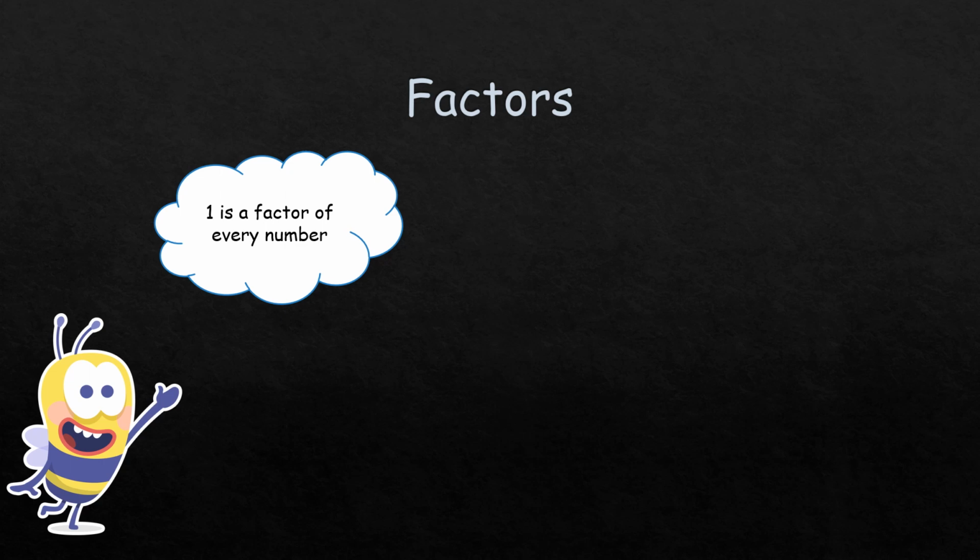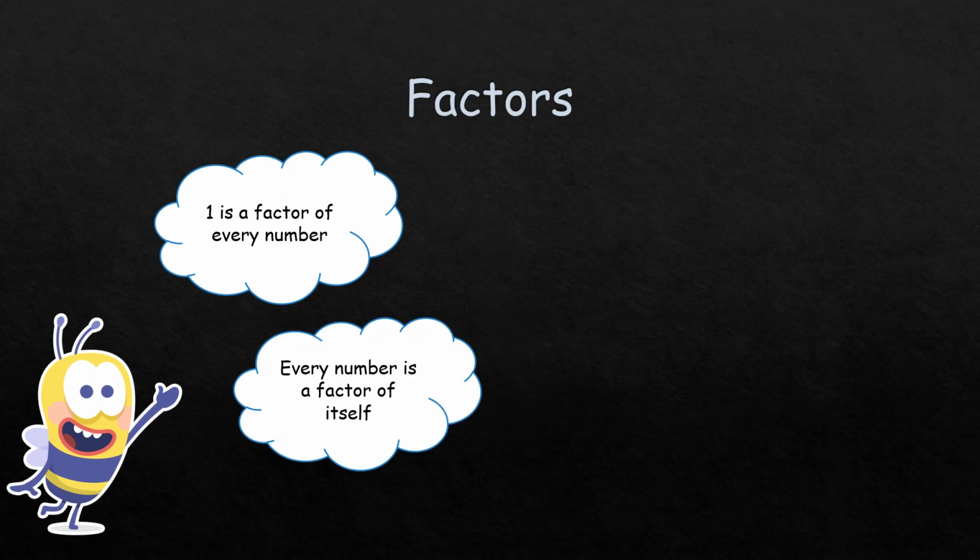Now let's learn one property of factors. 1 is always a factor of every number. So when you divide any number by 1, you will get a remainder 0. That is what it means. The next property is every number is a factor of itself. So when we wrote the factors of 10, do you remember we wrote 1, 2, 5 and 10. We wrote 1 and we also wrote 10. So every number is a factor of itself.